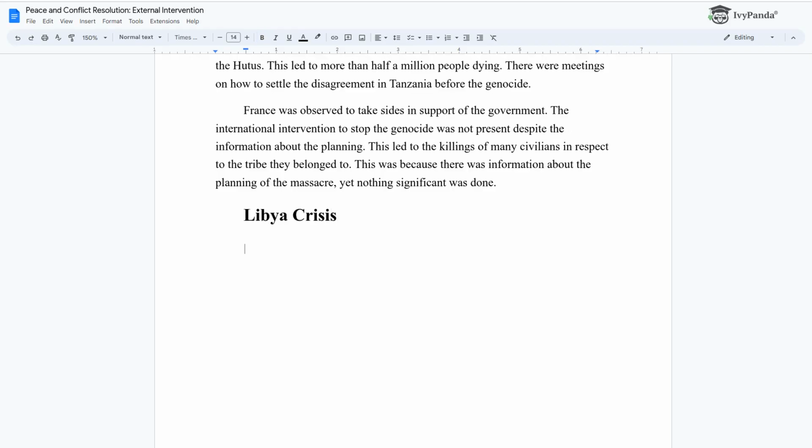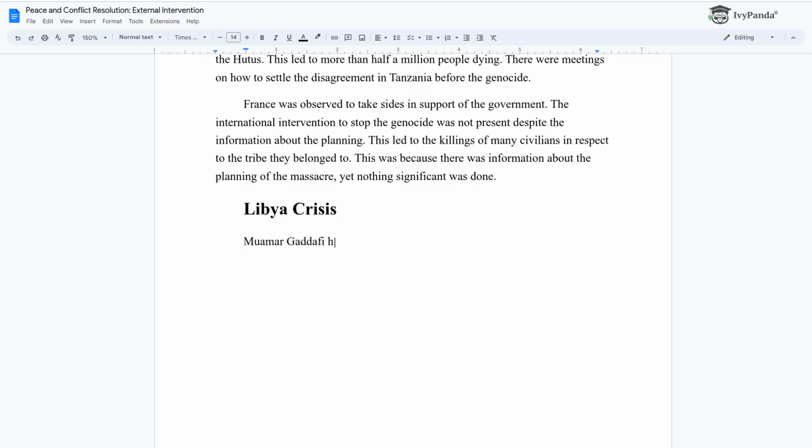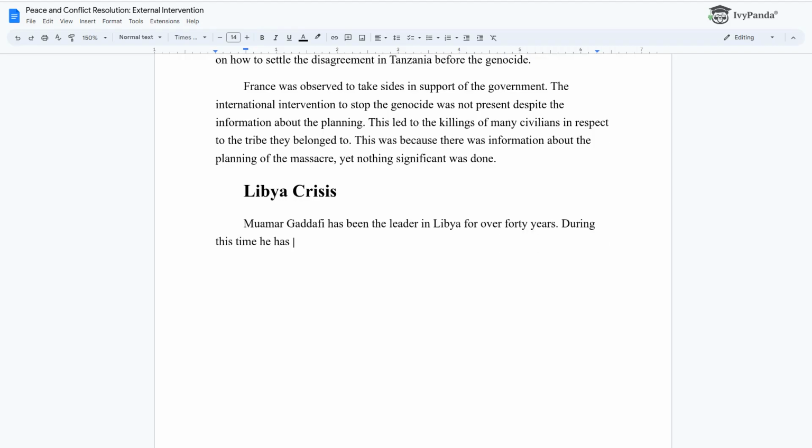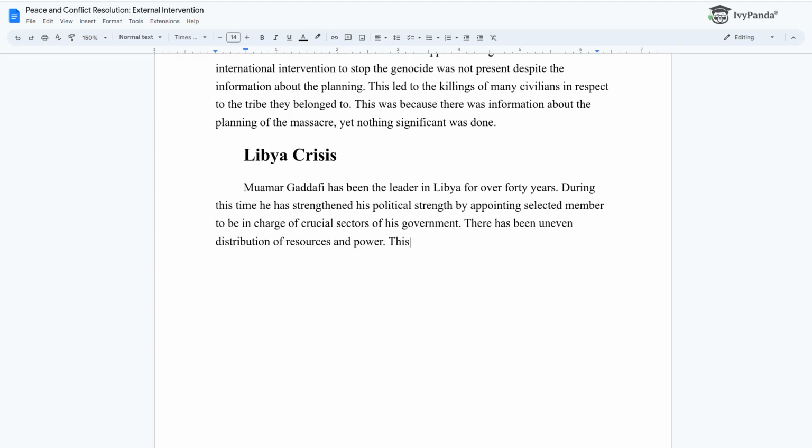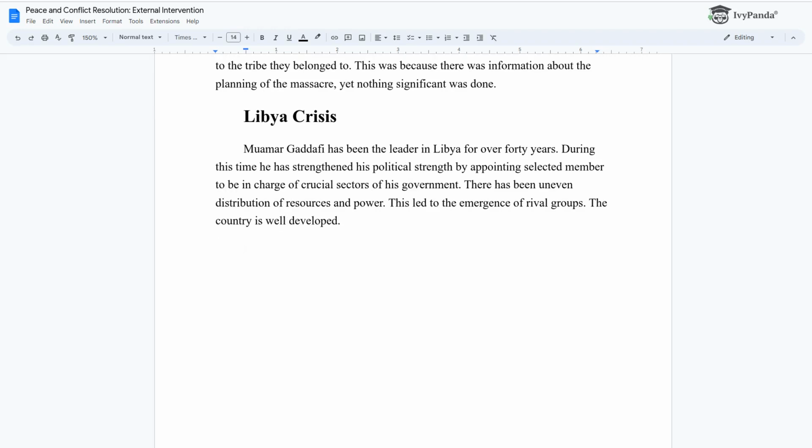Libya crisis. Muammar Gaddafi has been the leader in Libya for over 40 years. During this time, he has strengthened his political strength by appointing selected members to be in charge of crucial sectors of his government. There has been uneven distribution of resources and power. This led to the emergence of rival groups. The country is well developed.